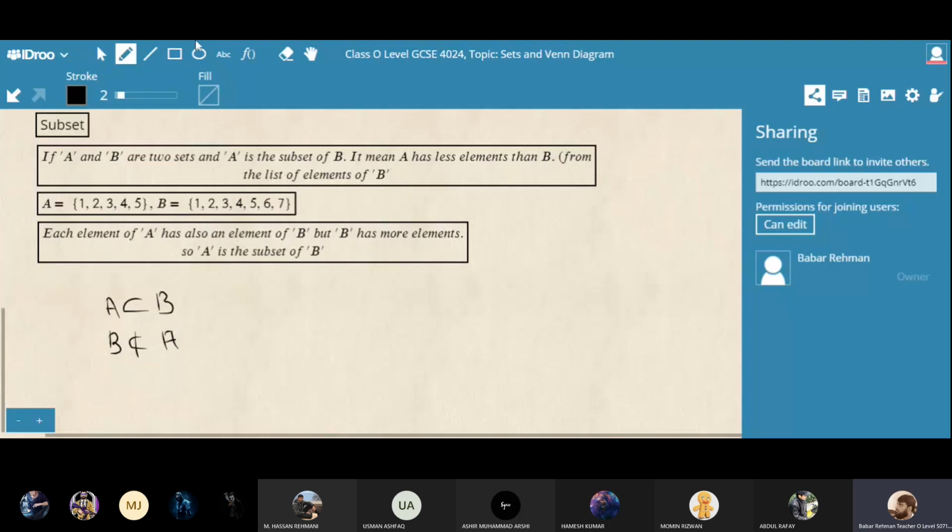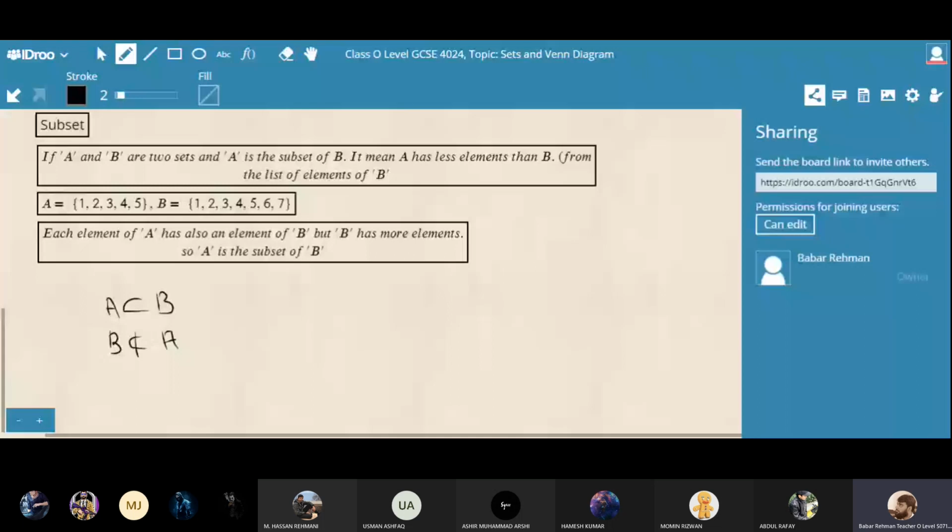This is the definition of subset. If every element of A is in B, then A is a subset of B. And this is the symbol of subset, which I mentioned over here. A is a subset of B. Because when A is a subset of B, B is not a subset of A, so we use this symbol.